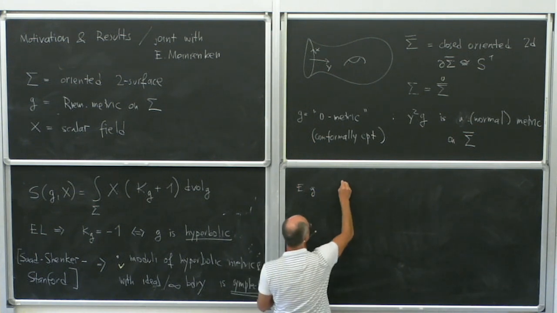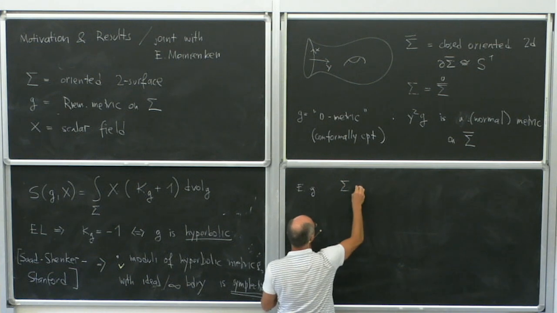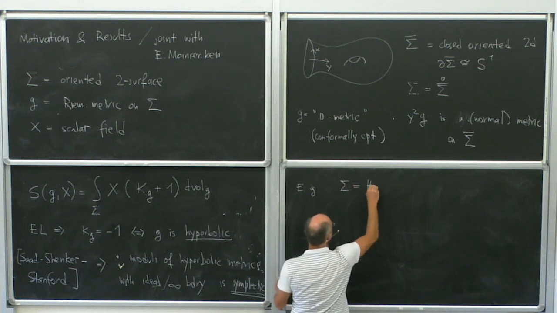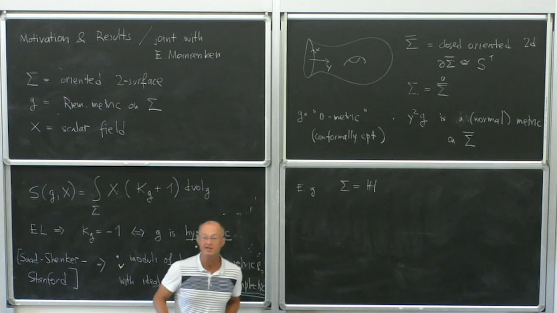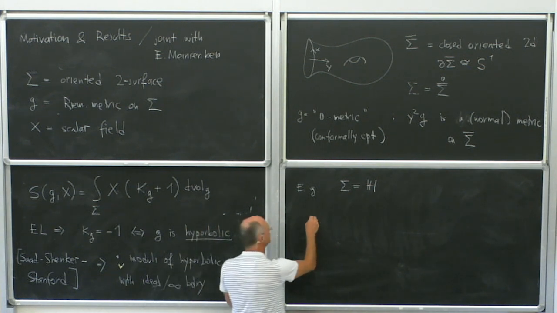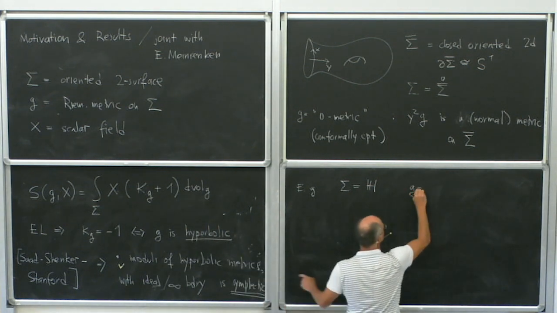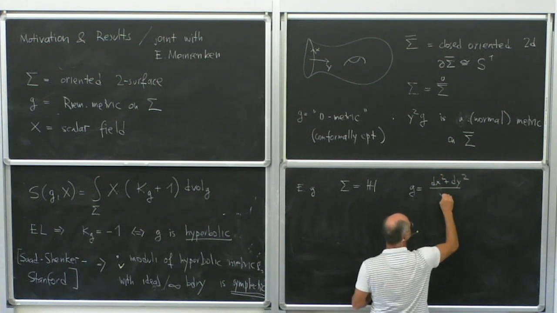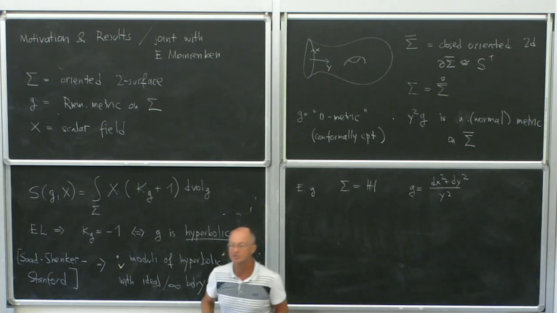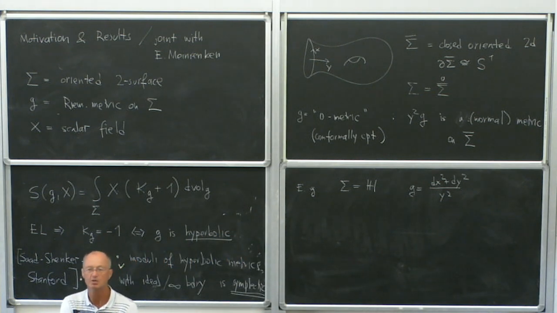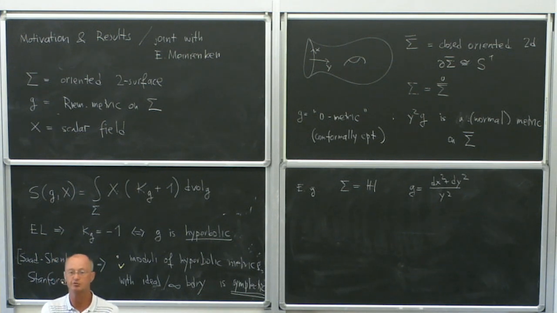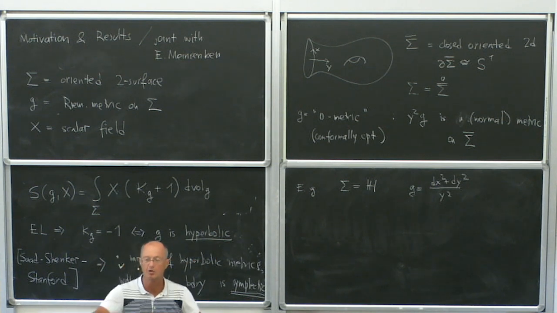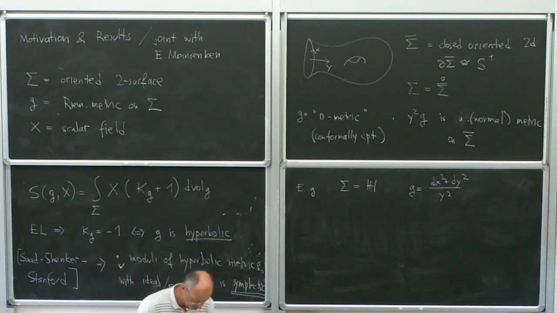So we take our surface to be the upper half plane with the standard coordinates and g to be the Poincaré metric. So then here it's visible that if you multiply by the boundary defining function y squared, you get the standard Euclidean metric on the upper half plane, which is the normal Riemannian metric on the closed upper half plane.